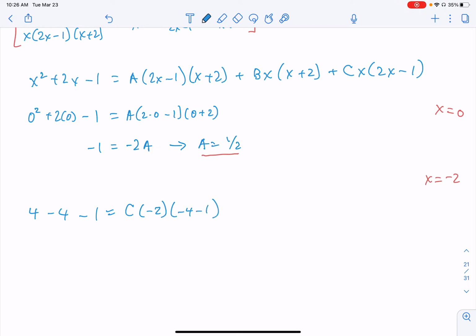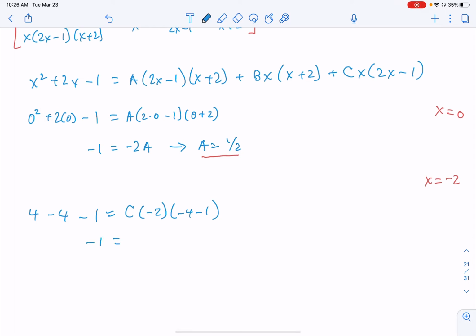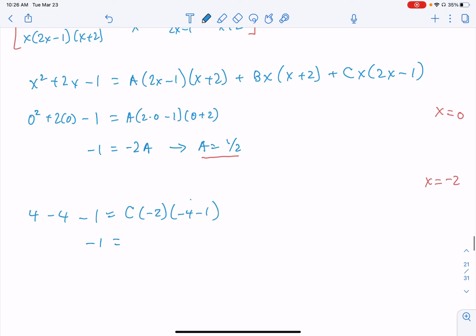All right, now let's simplify here. The 4's are gone. I'm just left with a -1 is equal to, here's a -5 times the -2 gives me a 10c, meaning that c is equal to -1/10. Hooray. All right, we've got another one.